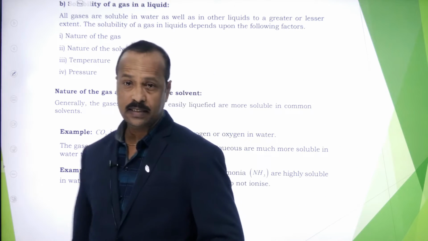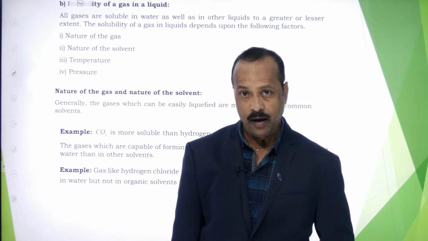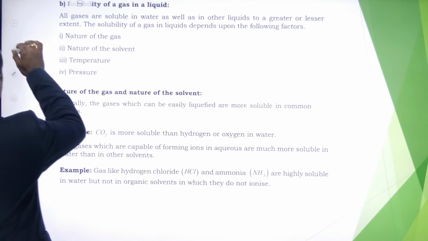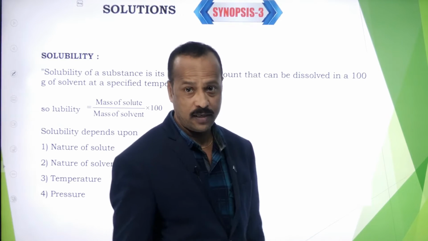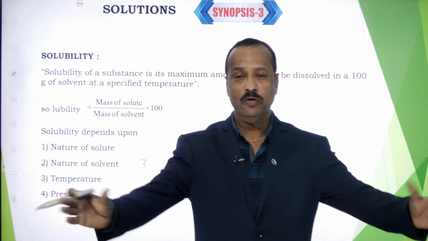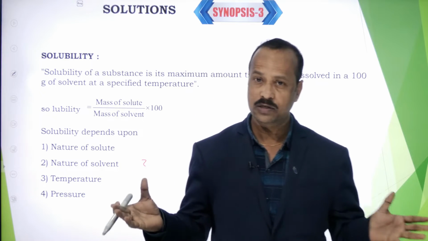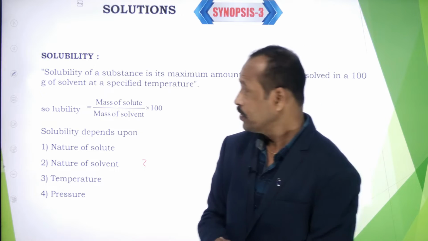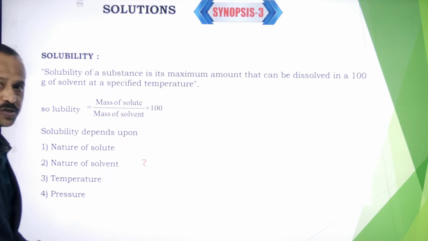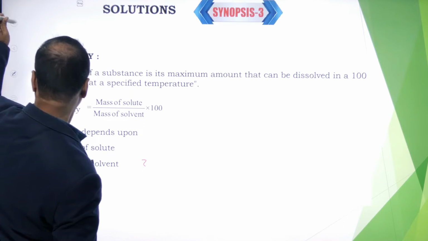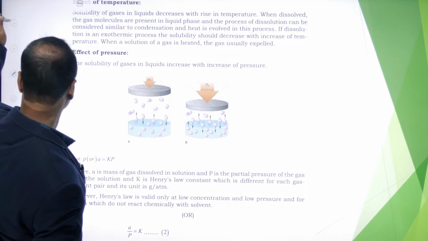Students, actually we were discussing the chapter solutions, right? And in that, the last topic we discussed is factors of solubility. Solubility means the amount of solute that can be dissolved in a given volume of solution. The factors are nature of solute, nature of solvent, temperature, and pressure. We have discussed all of these up to Henry's law.